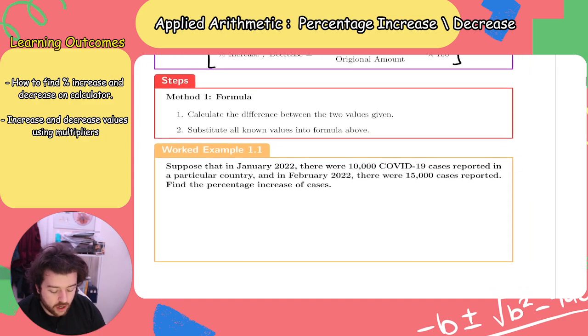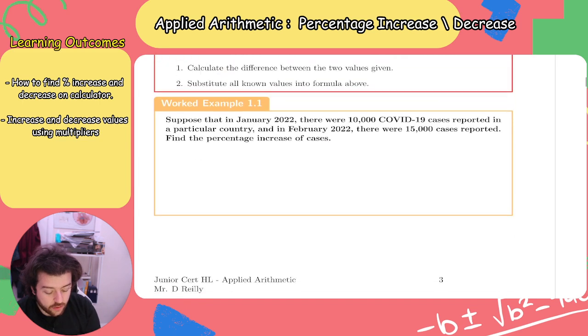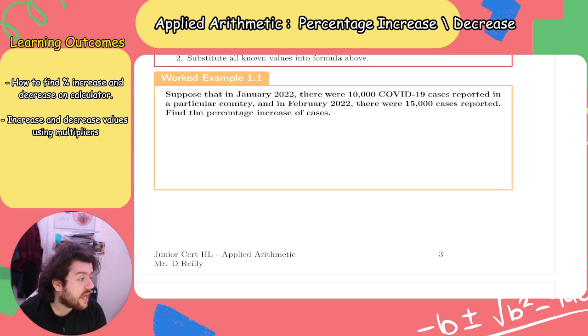So method 1, we're going to use a formula. Calculate the difference between the two values given, and then substitute all the known values into the equation. So here's an example. Suppose that in January 2022, there were 10,000 COVID-19 cases reported in a particular country, and in February 2022 there were 15,000 cases reported. Find the percentage increase of cases.